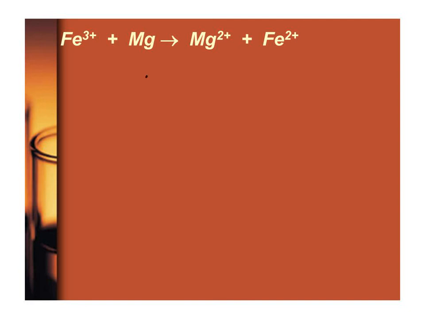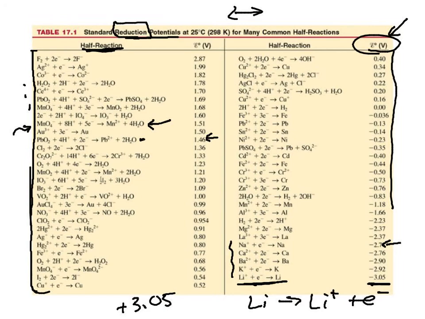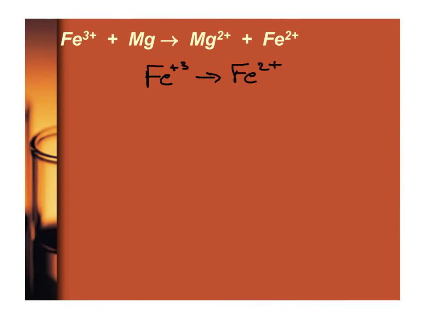What if I want to go this? Now notice what I'm doing is I'm breaking apart into half reactions. Fe3 positive goes to Fe2 positive. So let's go back on our table and find 3 to 2. Fe3 to Fe2. I'm thinking it's over here somewhere, and I could also be wrong. Here it is right here. Fe3 positive goes to Fe2 positive. Looks like that's 0.77 volts.